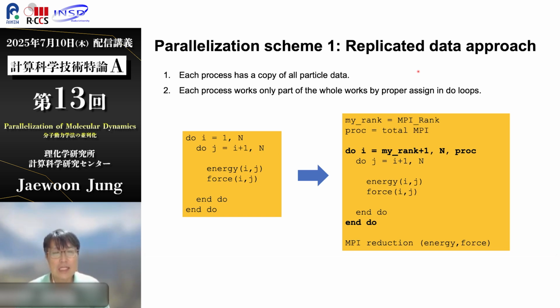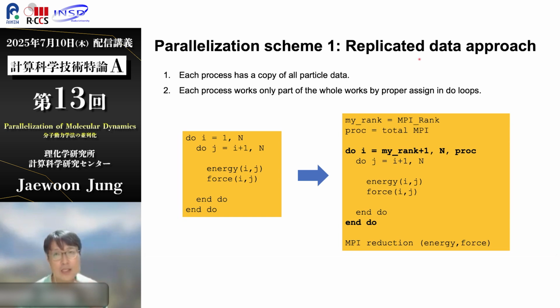The first, easiest consideration of parallelization is to use the replicated data approach. In this case, each process has a copy of all particle data. And you can distribute or parallelize work by assigning each processor just a part of the whole work. So let's consider this one. Now there are two loops, do i and do j. For each particle pair of i and j, you calculate energy and force.